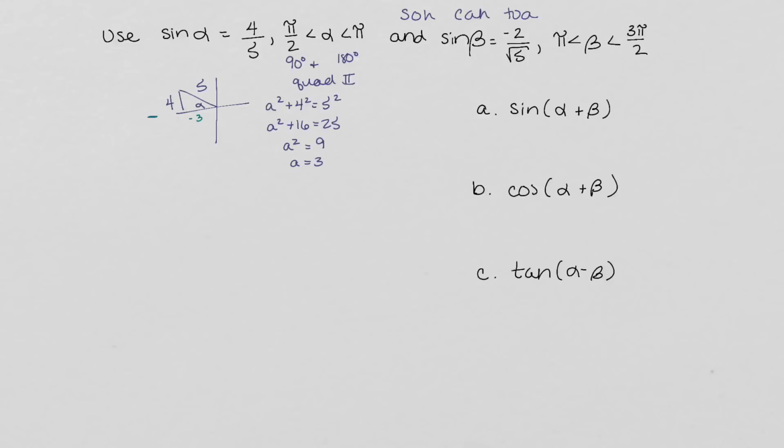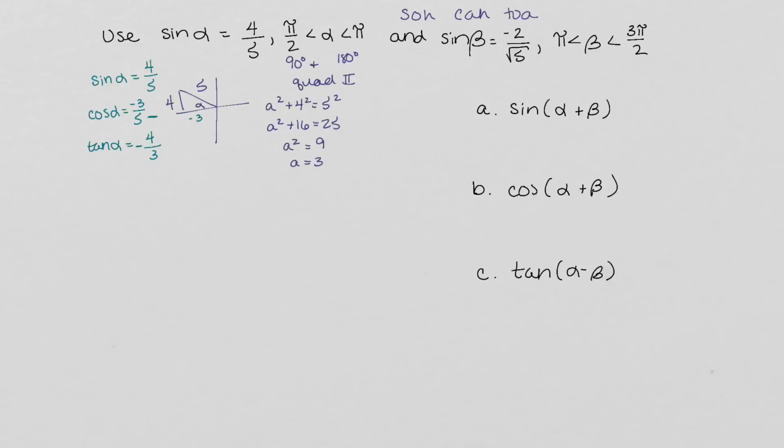Now, what I can say about alpha now is that I know that sine alpha is 4/5. They gave that to me, so I knew that. Cosine alpha, so adjacent over hypotenuse, cosine of alpha is -3/5, and tangent of alpha is opposite over adjacent, and so that is 4/3, and that's negative because the 3 is negative. And so now I have my sine, cosine, and tangent values for alpha.